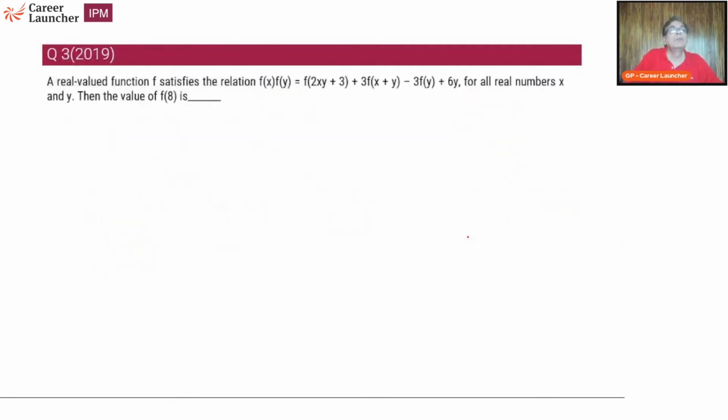Okay. Question 3. A real valued function satisfies this relation for all real numbers x and y. What is the value of f? This is a 9-10 topic. I don't have any doubts about it, but this is difficult or time consuming. So since it's a difficult or time consuming question, I am going to leave it. I'm not going to attempt.